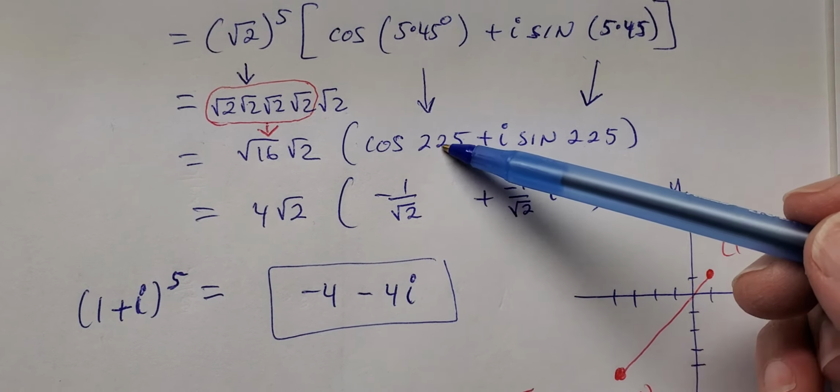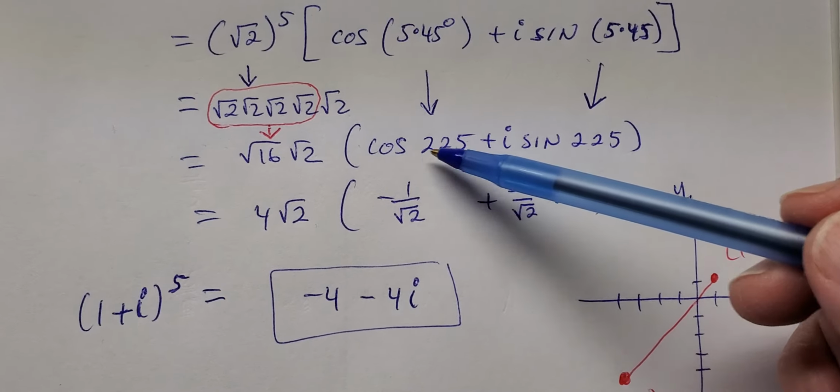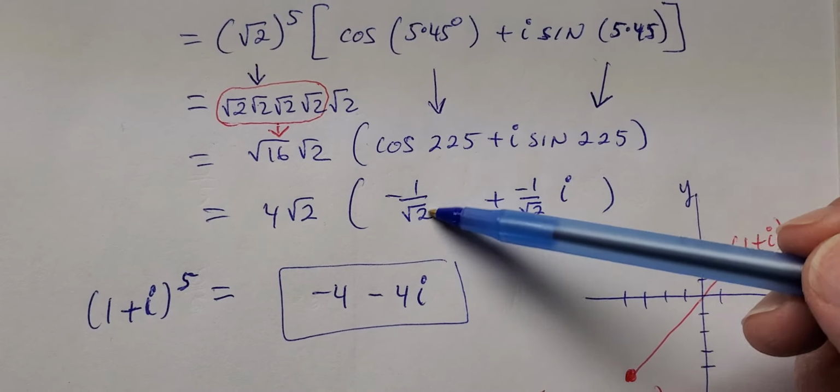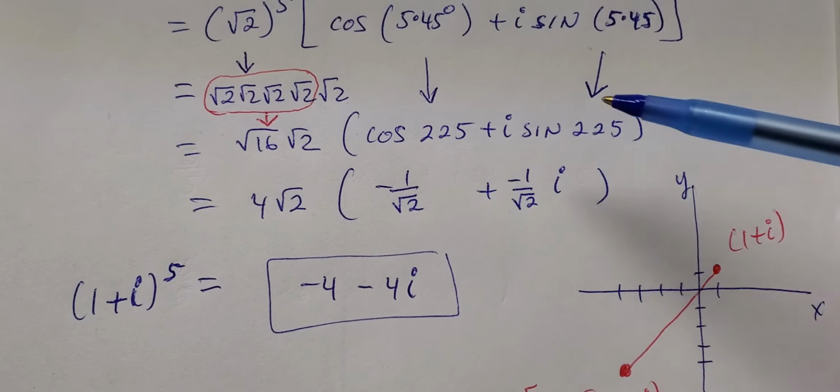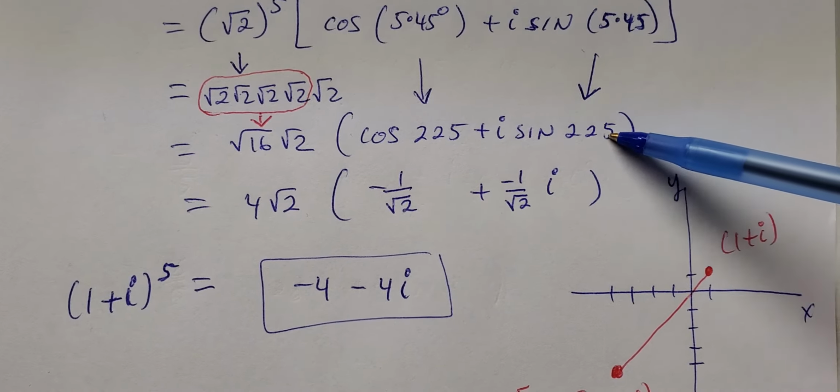Look up cos 225. Again, I don't want decimal. I want it in exact value. This is the value that I want. Do not give me decimal. Same thing with sine 225.